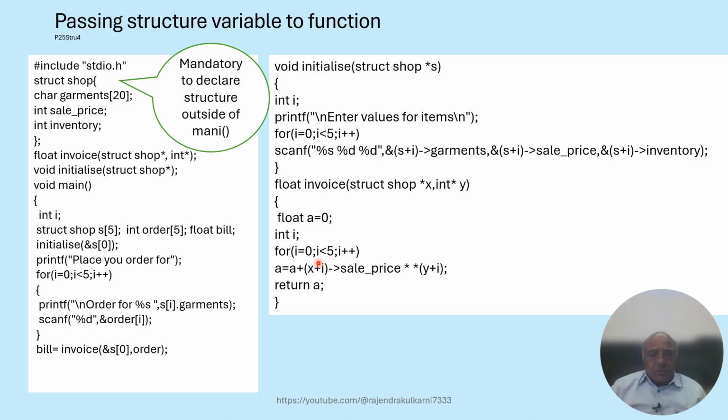For i = 0, i < 5, i++, a = a + (x + i)->sell_price * *(y + i), and whatever a is evaluated to, that a will be returned by this return a statement. What is a? a is a float. What are we doing here?